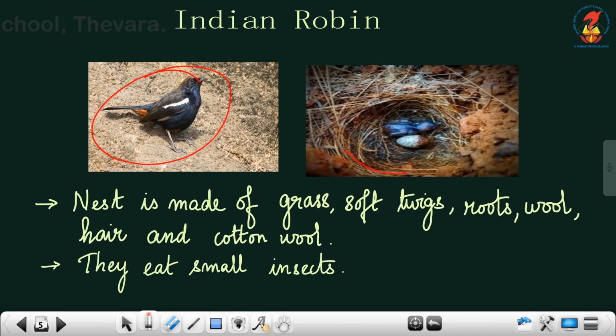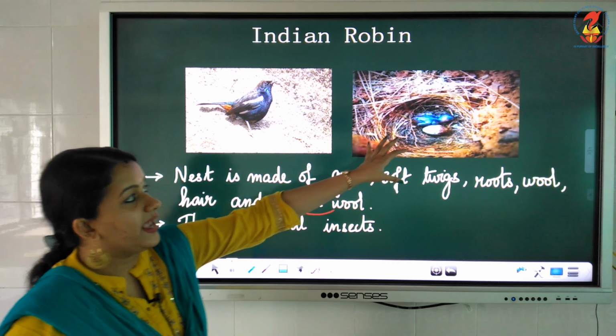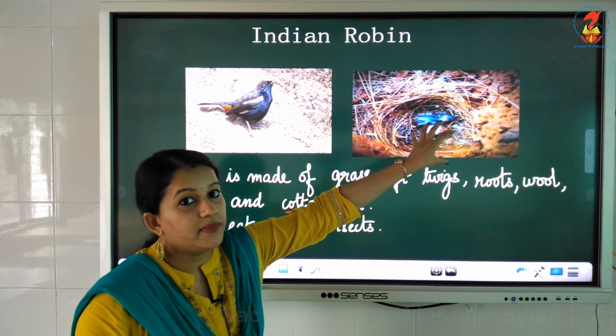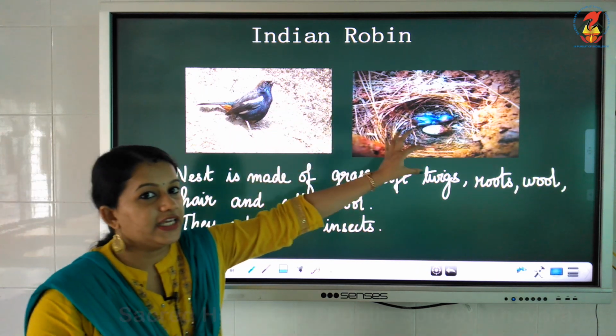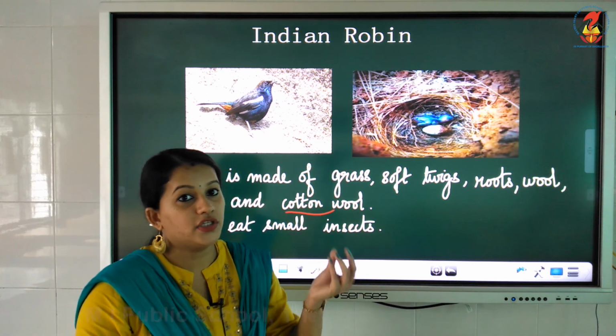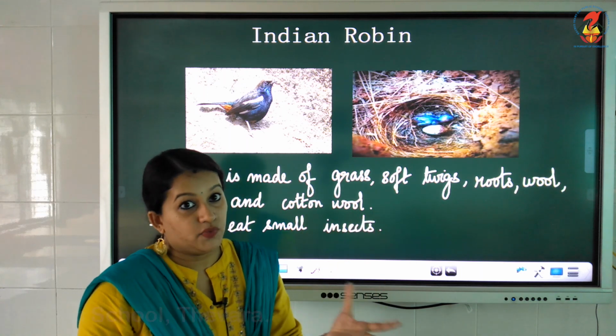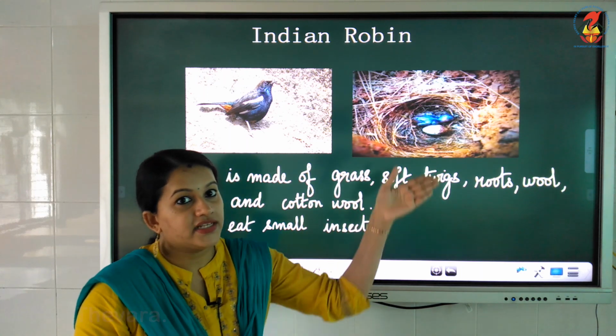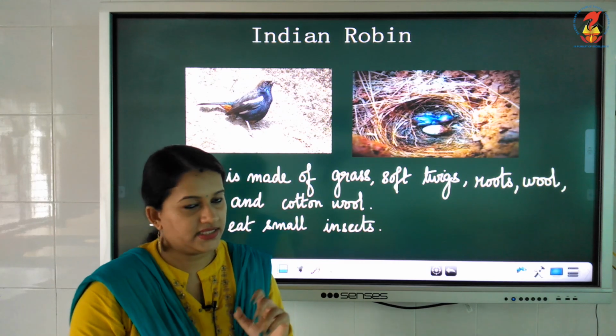And see, this is the nest of the Indian robin. If you look at the picture, you can see the nest is mainly made of grass, and on top of the grass, you can even see soft twigs, roots, wool, hair, and even cotton wool. And when the eggs have hatched, the mother bird will be feeding the young baby birds with small insects. You can also see the chicks in the nest once the eggs have hatched. So that is how an Indian robin makes its nest.